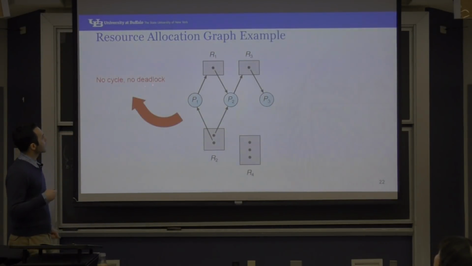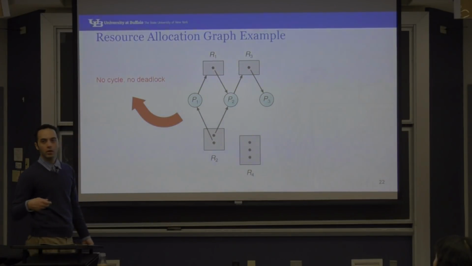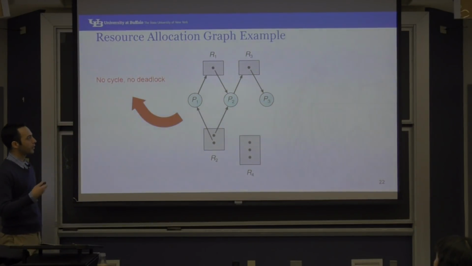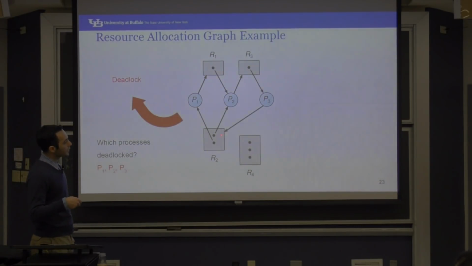So let's see. In this example that we're showing, we don't actually have any cycle, sorry. There's no cycle here, no cycle anywhere. So actually there's no possibility or chance of deadlock at this state, right? So how about this? Now if P3 makes a request to R2, is it a deadlock or not?